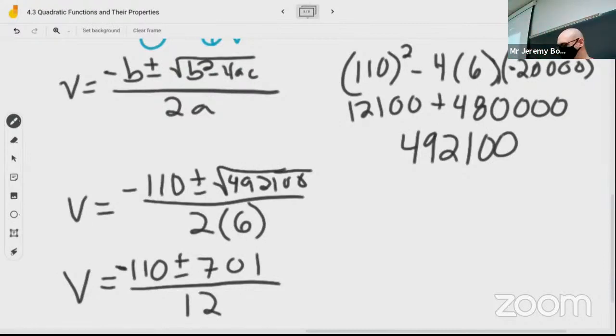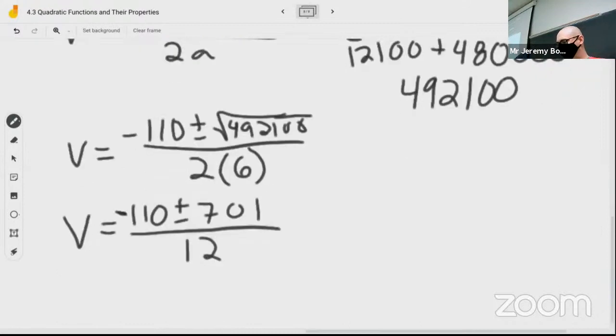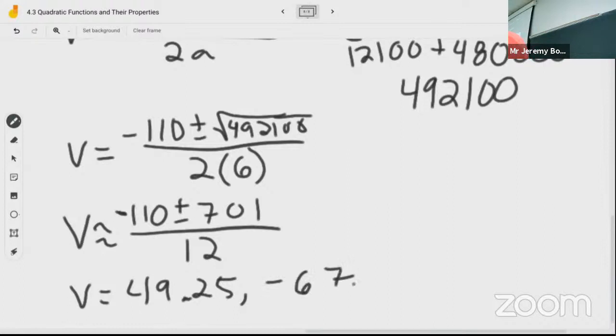And so this is going to give us two solutions. I guess this is approximate at this point. But we'll have that the velocity could be what? We take negative 110 plus 701 and divide it by 12. I get about 49.25. And if I do it the other way, negative 110 minus 701 divided by 12, I get negative 67.58.